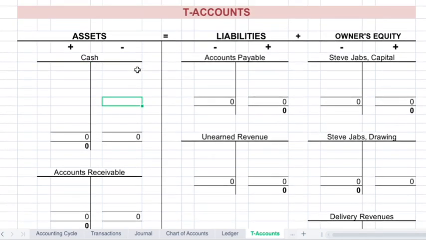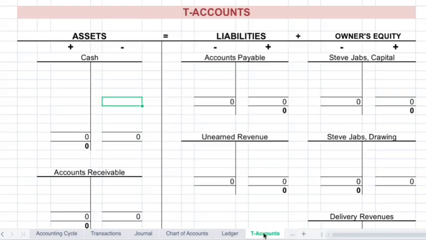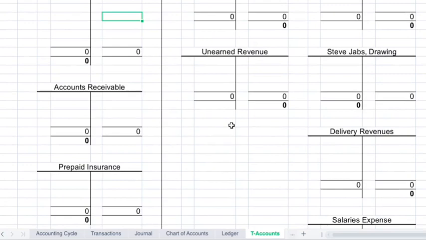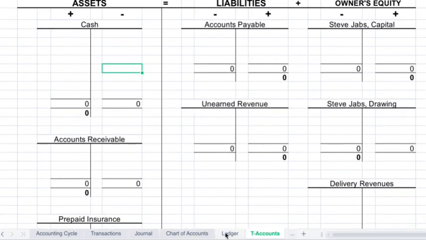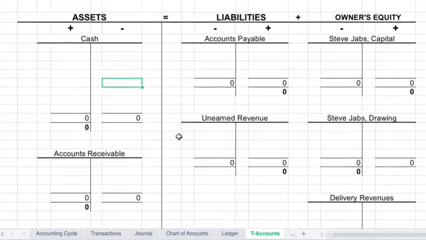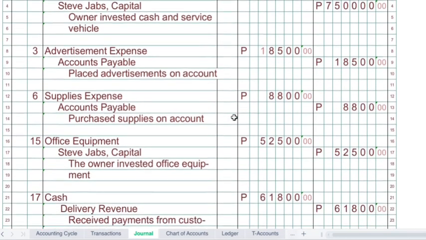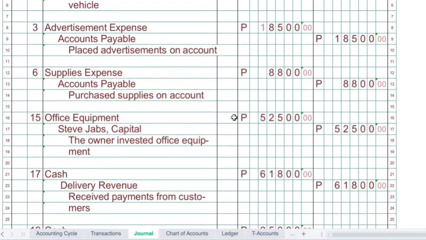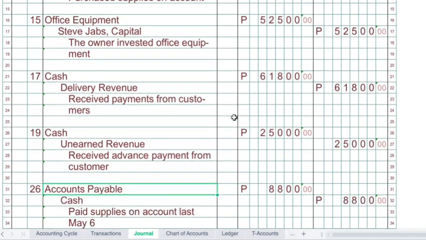Okay, so let's try etong cash natin kanina, no? Try natin yung accounts receivable. So, since tapos na yung cash kanina, nagawa na natin siya dito sa ledger. So, let's have accounts receivable. So, hahanapin natin. So, katulad din sa ledger, sa general ledger kanina, hahanapin lang din natin accounts receivable sa ating journal.